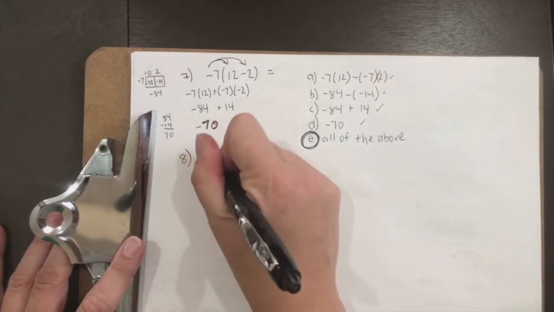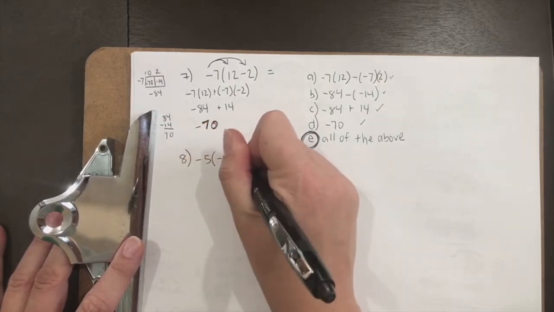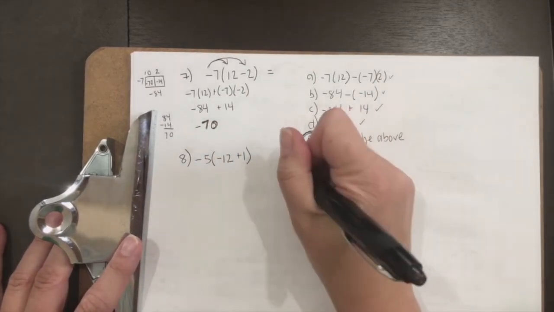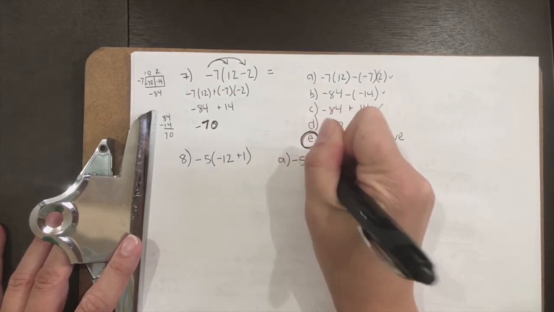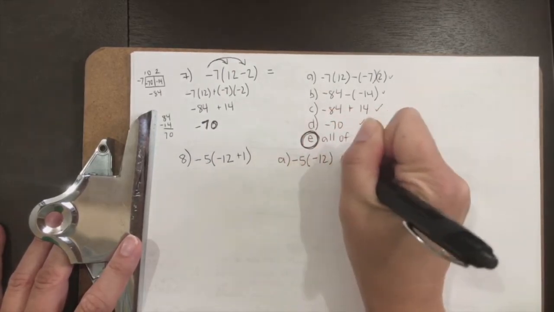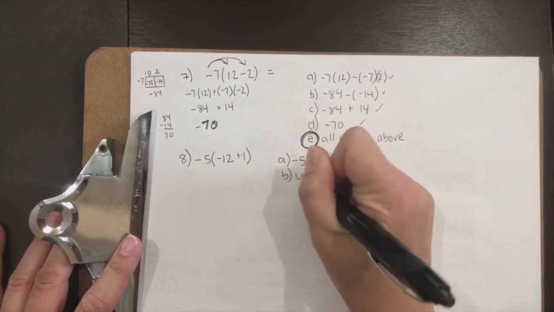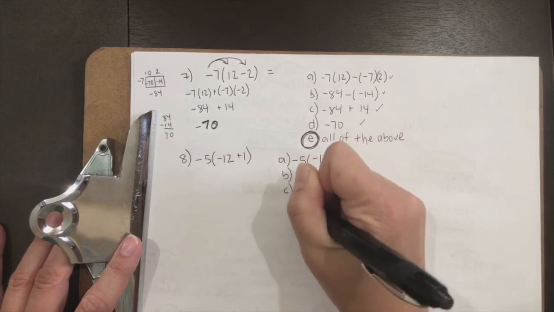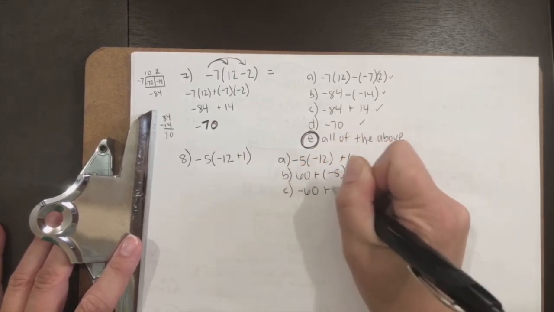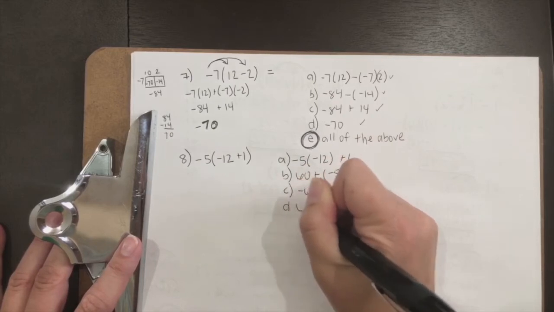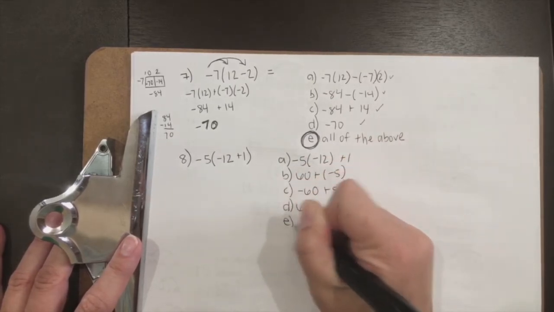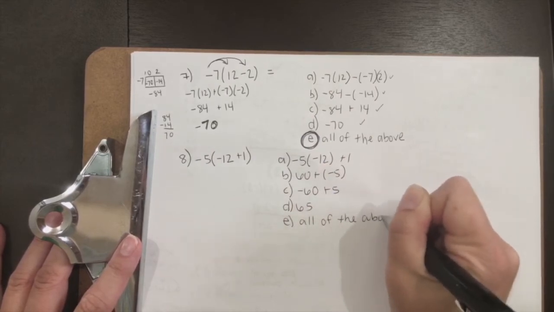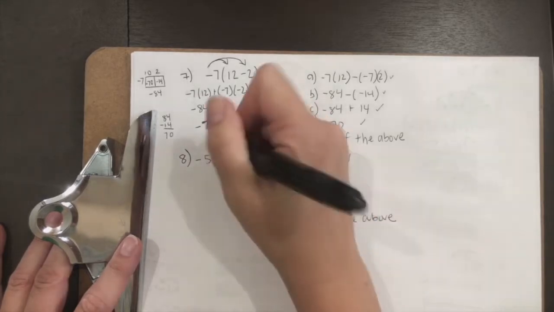-5 times (-12 plus 1) is equivalent to, we've got another one of these. So A, negative 5, negative 12 plus 1, B, 60 plus negative 5, C, negative 60 plus 5, D, 65, E, all of the above. All right, let's solve it.